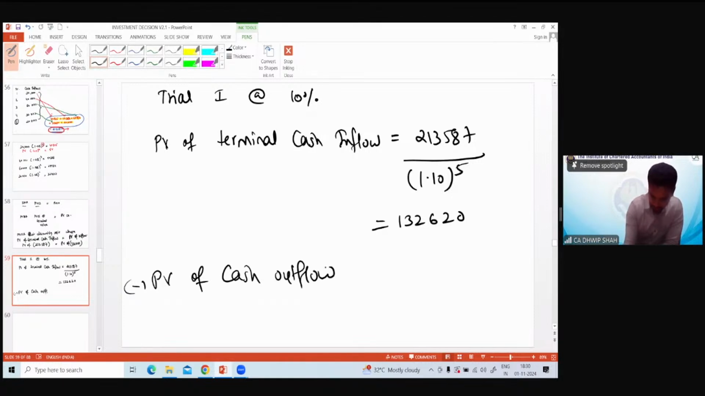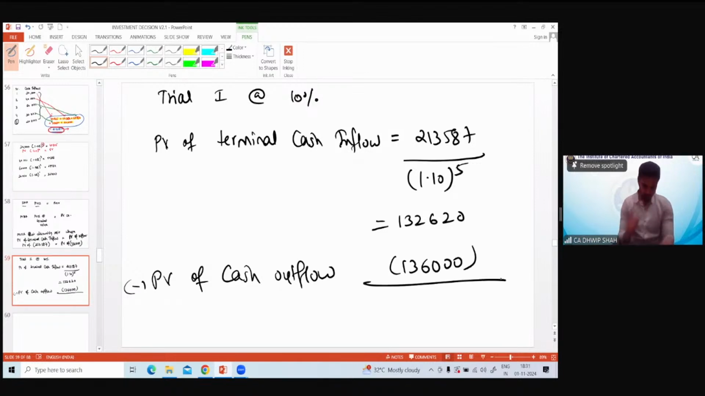132,620. This is my present value of terminal cash inflow, and if I subtract present value of cash outflow, which is 136,000, my NPV comes to negative 3379. Yes or no? But at MIRR, I want NPV to be 0. I hope you remember the IRR technique. We used to take different trials, and using interpolation, we used to calculate the rate where NPV comes to 0. So the same thing we have to do here. We have to repeat that same process again.